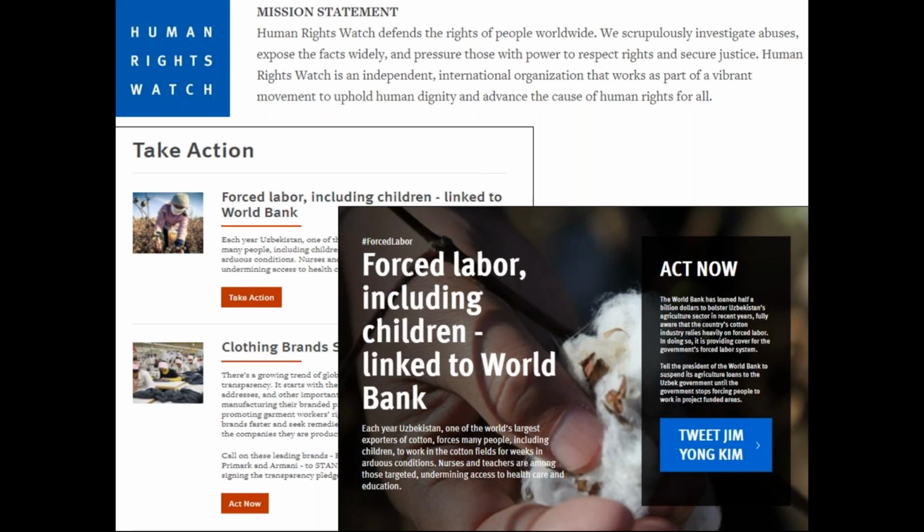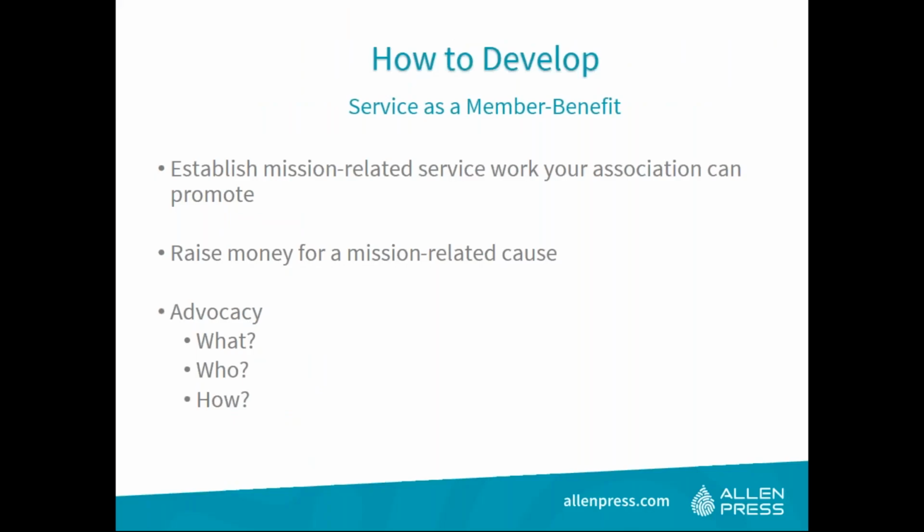On the left side of the screen, under Take Action, you see one of the particular ones that I picked out as an example where they identified forced labor that was linked to the World Bank. They investigated it. They presented the investigation in their website. Then they have that Take Action button. If you hit that, you go to the box that's on the right side of the screen, which is literally, okay, I've educated you about the issue. This is how you can take action. And in this case, they want to set you up to send a Twitter tweet to the president of the World Bank. A very powerful advocacy program that they have there.